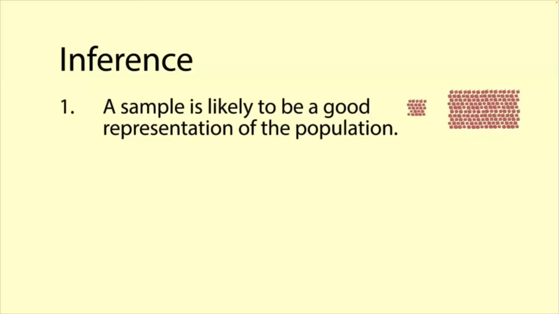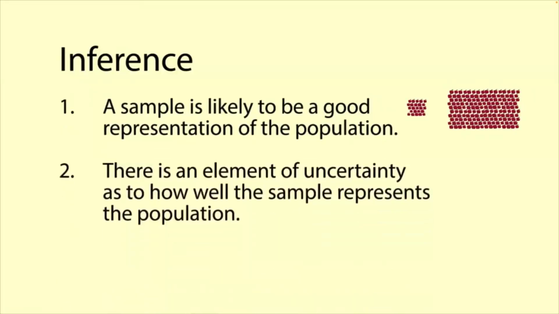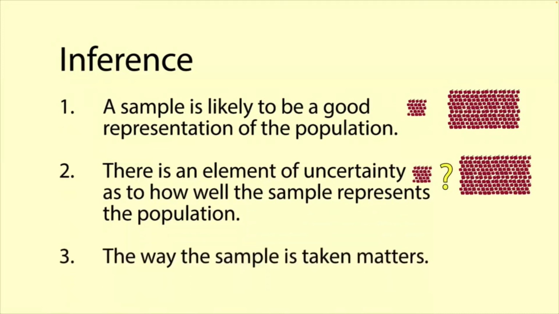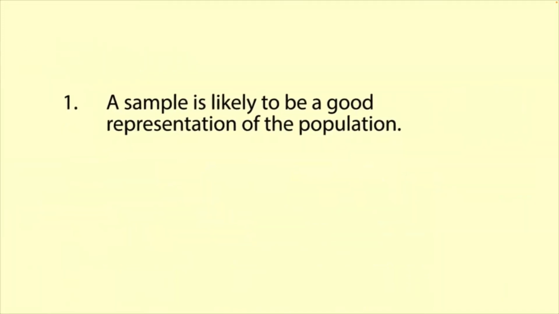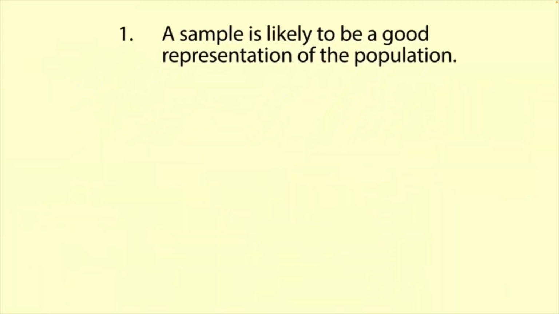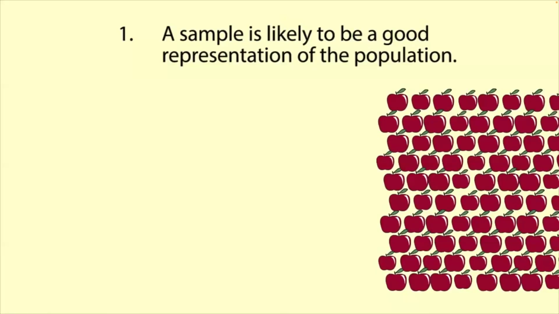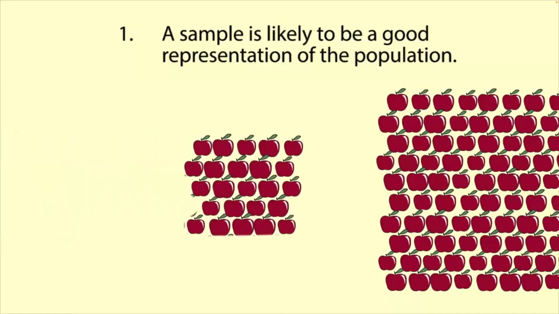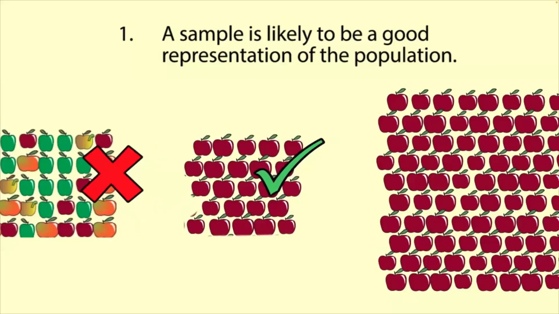A sample is likely to be a good representation of the population. There is an element of uncertainty as to how well the sample represents the population, and the way the sample is taken matters. First, it is reasonable to expect that a sample of objects from a population will represent the population. If our orchard has only red apples of a fairly consistent size, then we would expect the sample to contain red apples of a fairly consistent size.